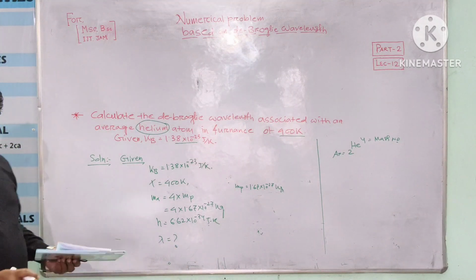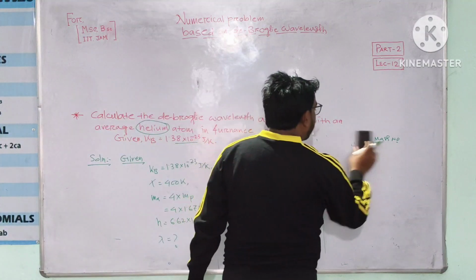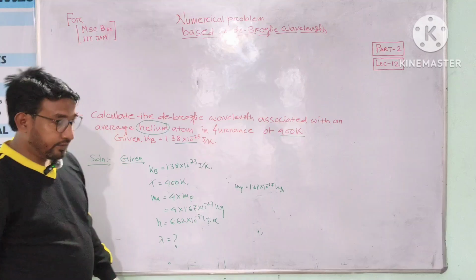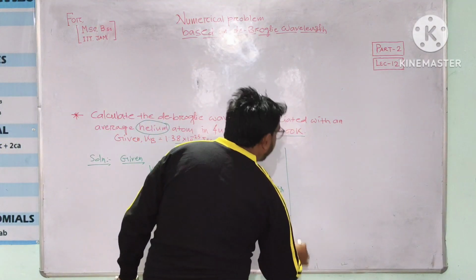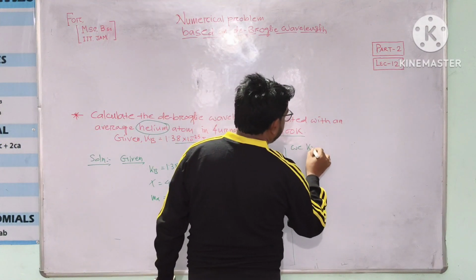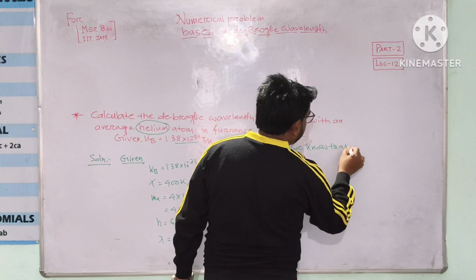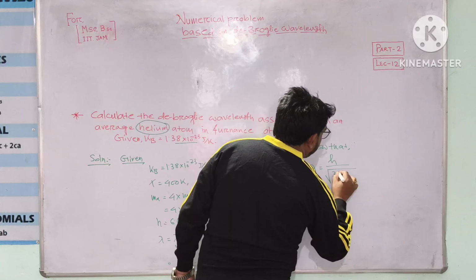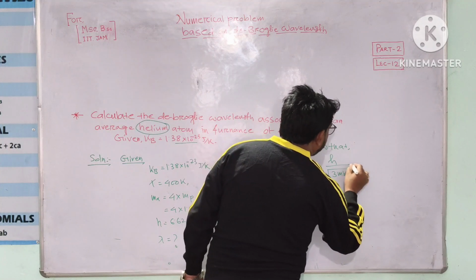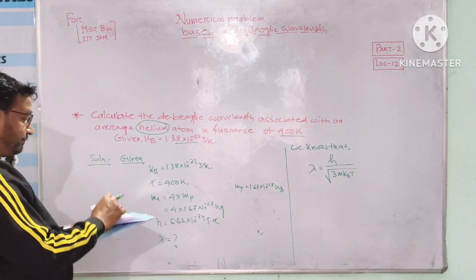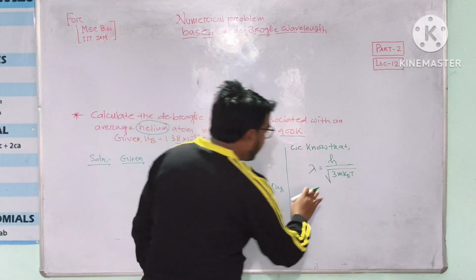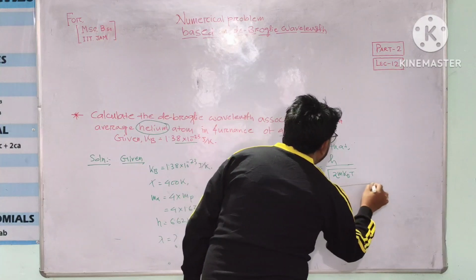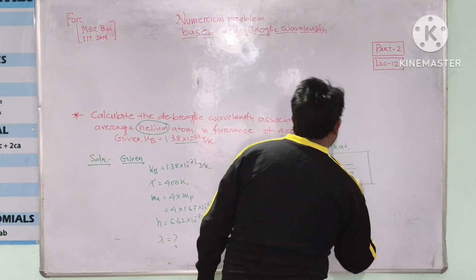So by using de Broglie wavelength in terms of temperature, we know that lambda equals h by under root of 3 m kB T, lambda equals h by under root of 2 m kB T. So this is the expression of de Broglie wavelength in terms of temperature of the molecule.